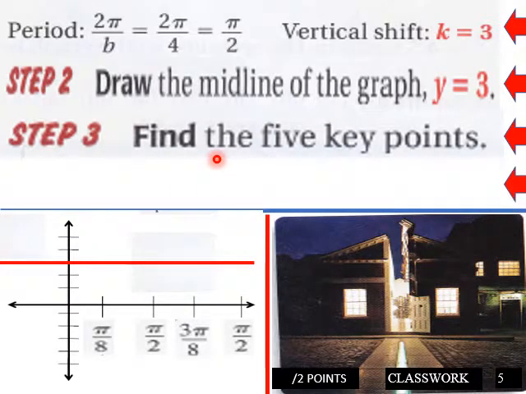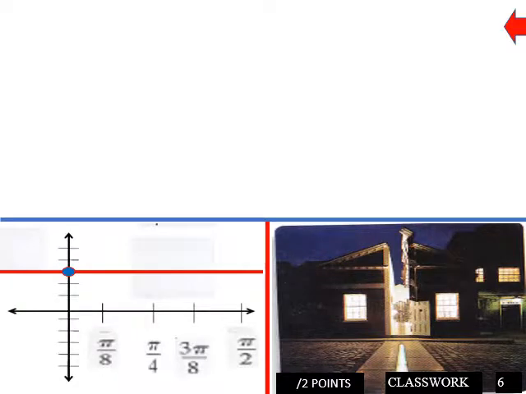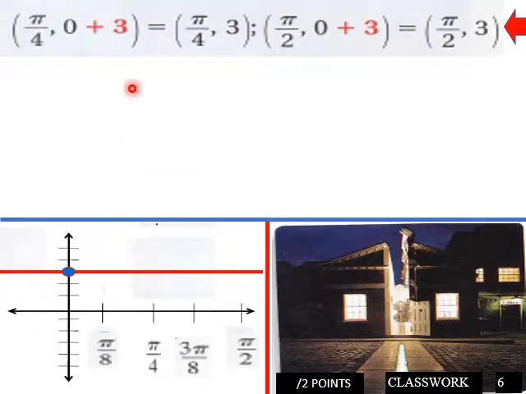Find the 5 key points now for drawing this graph. On y equals k, 0 and 0 plus 3 equals 0, 3. So there would be our first point there. And then pi over 4 and 0 plus 3 would be pi over 4, 3. That'd be our next one there. Then pi over 2, 0 plus 3 equals pi over 2, 3. That'd be 3 points there.